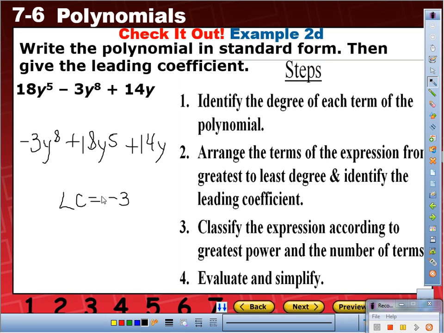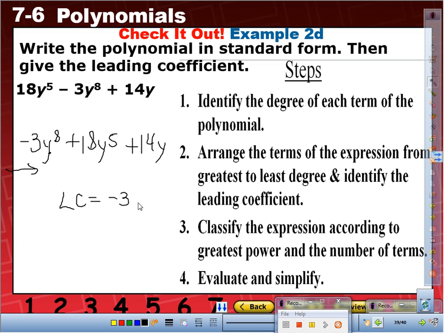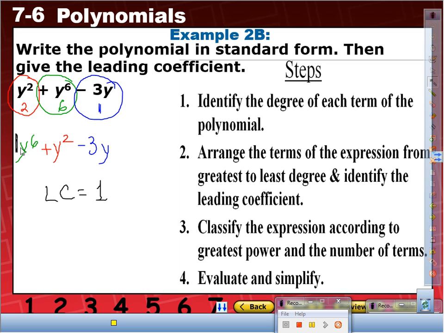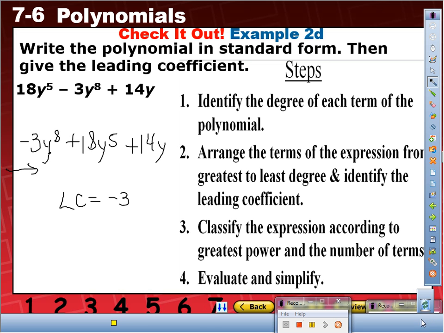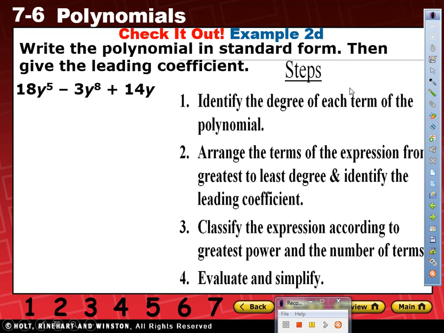To get the leading coefficient, everybody look up, please. Now that I have it in standard form, once again, you read it from left to right, and the first number multiplying the first variable that you see. In this case, it was a negative 3. Previously, for example, if it's a negative, then this is a negative 1. This one, if it was just a variable, then it's 1. Everybody see that?